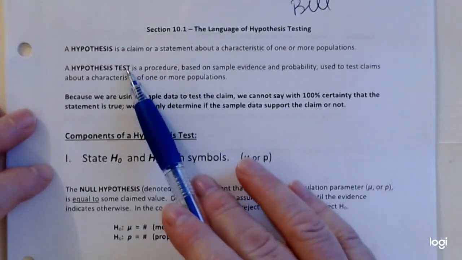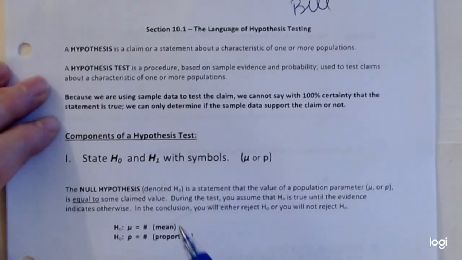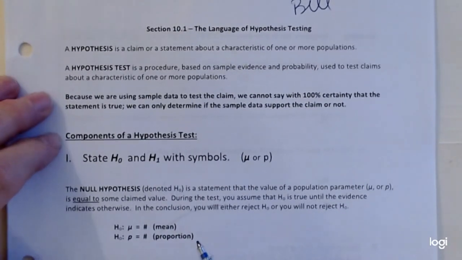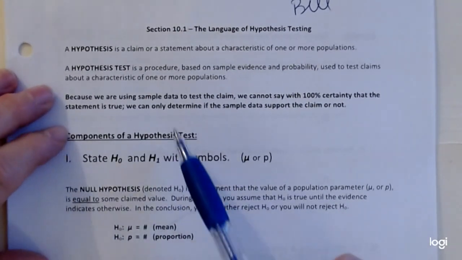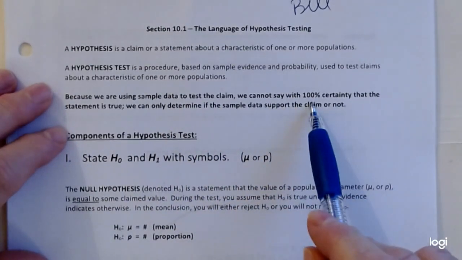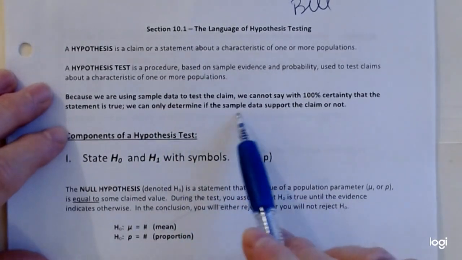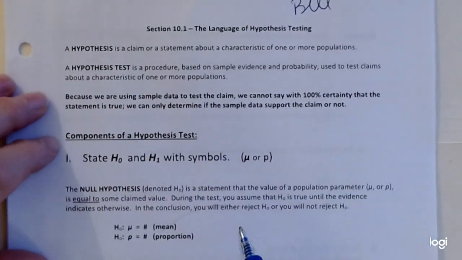So in the hypothesis test, we will test the hypothesis to see if there is enough evidence to support the claim. Because we're using sample data to test the claim, we cannot say with 100% certainty that the statement is true. We can only determine if the sample data support the claim or not.